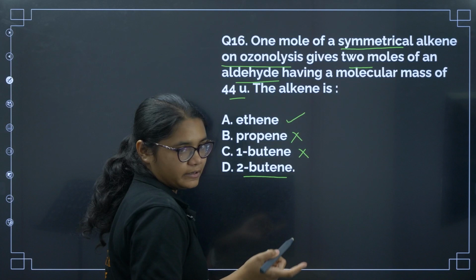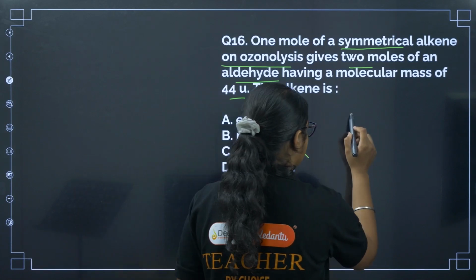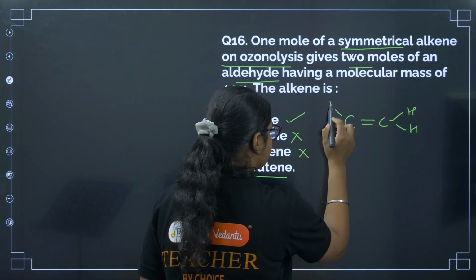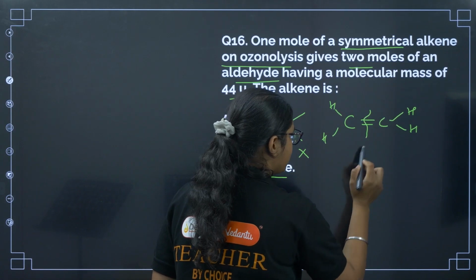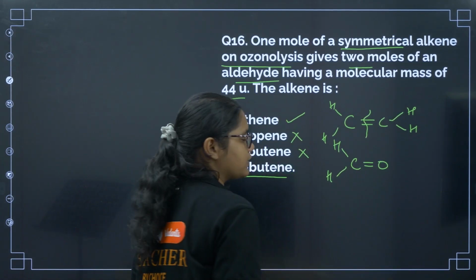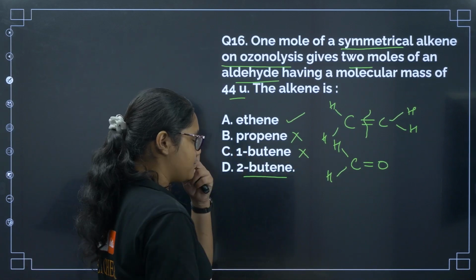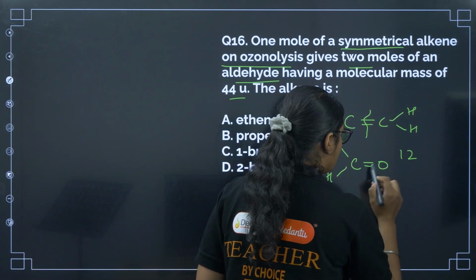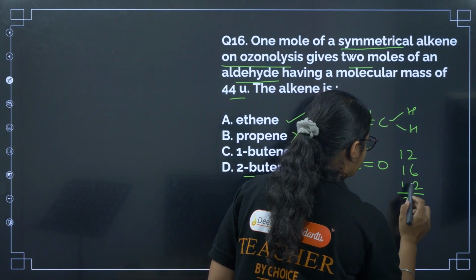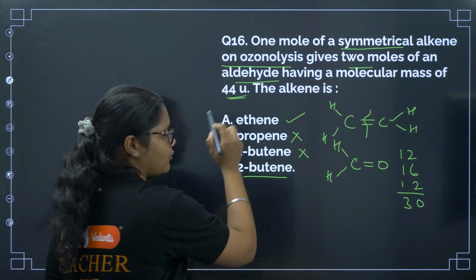But-2-ene is again a symmetrical alkene. So if you see the product of ethene, and it undergoes ozonolysis, this bond will break and we will get this one, that is your methanal. So what is the molecular mass of this one? If you see 12 carbon, this is 16 and then 2, so we will have 30, but the mass given is 44 u.